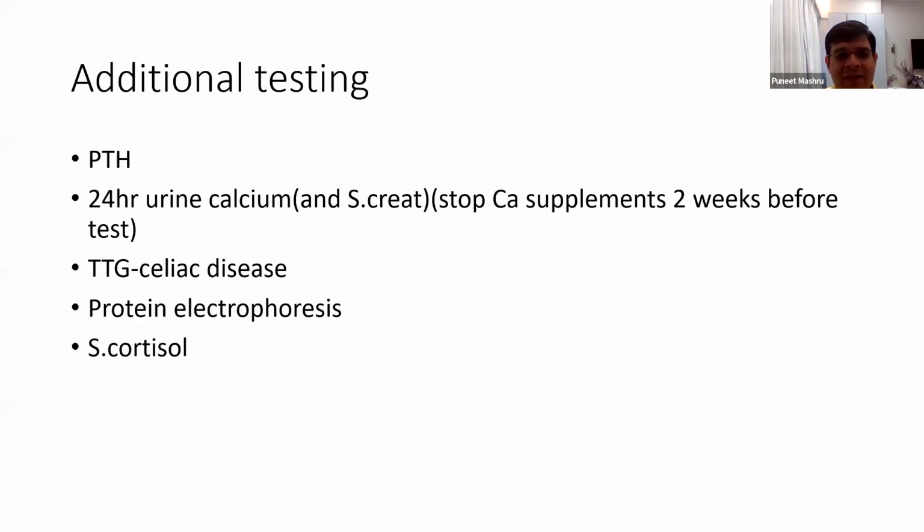TTG for celiac disease, serum protein electrophoresis, especially in elderly individuals, especially if they have a spine fracture, or they have anemia, or they have a little bit of hypercalcemia, a little bit of elevated creatinine. This is when you should do a protein electrophoresis, or if the ESR is high. Another thing is serum cortisol.